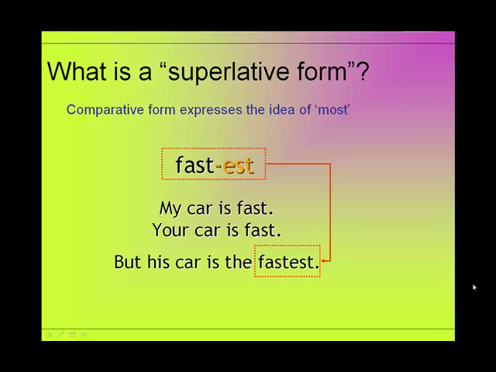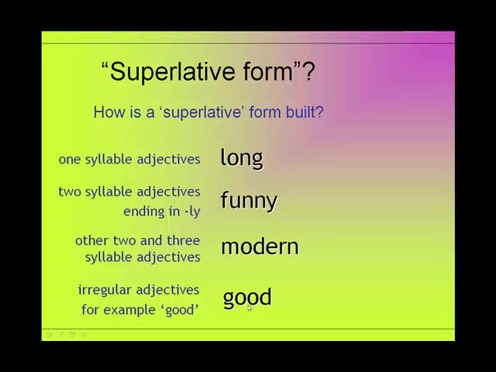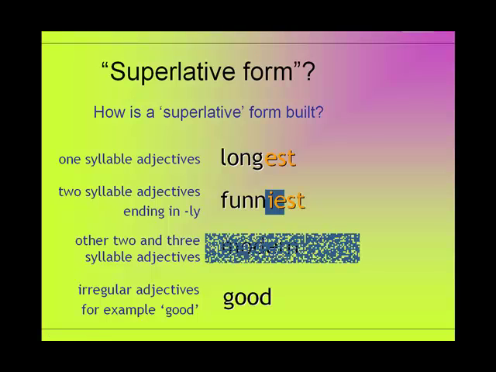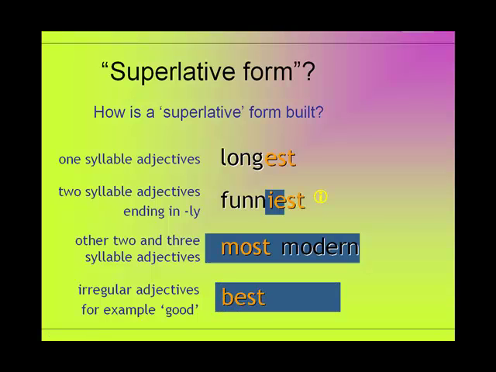And again, with the superlative, we're going to find ourselves with the same situations. We might have a short adjective, one syllable, long. We will add est for the superlative. We will have two-syllable adjectives ending in y. The y is left out, and we add iest for the superlative. We might find ourselves with a two- or three-syllable adjective like modern. So we're going to add most before the adjective, and the adjective doesn't change. And we might find ourselves with an irregular adjective, which will have an irregular form, best. And you need to learn this by heart, okay?